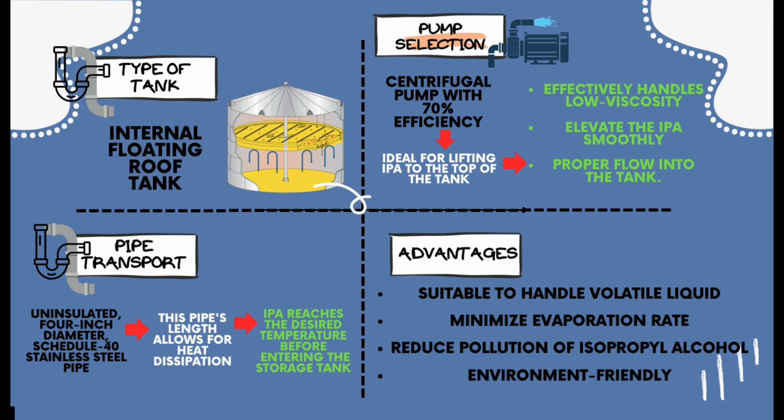For the type of tank, we used an internal floating roof tank. The advantage is it is suitable to handle volatile liquid. Then it can minimize the evaporation rate. Also, it can reduce pollution of isopropyl alcohol.